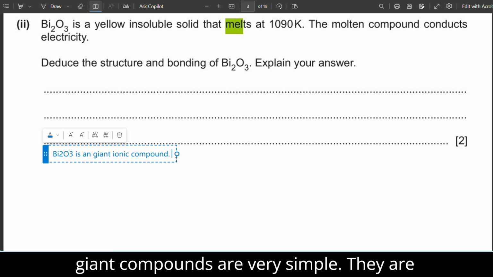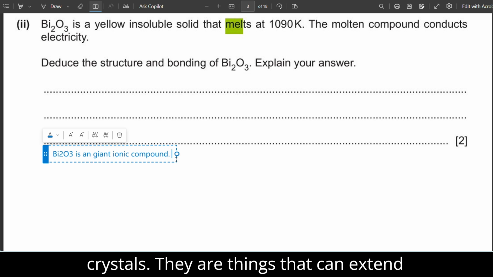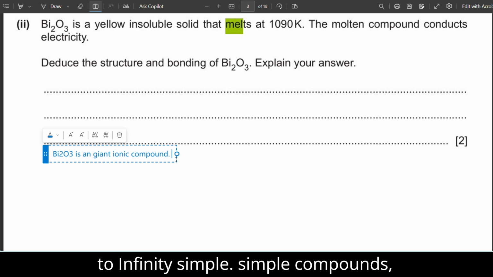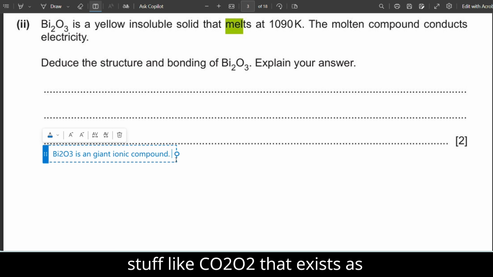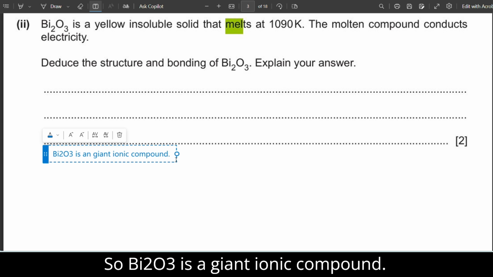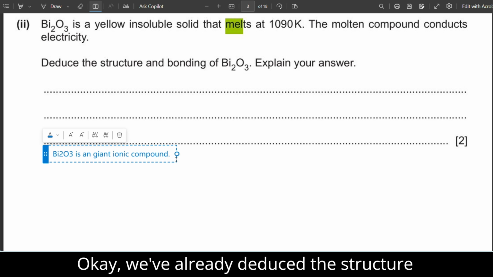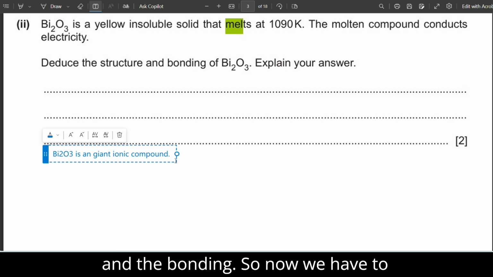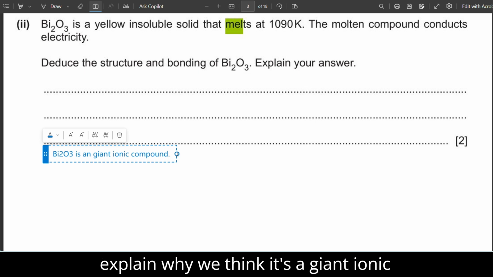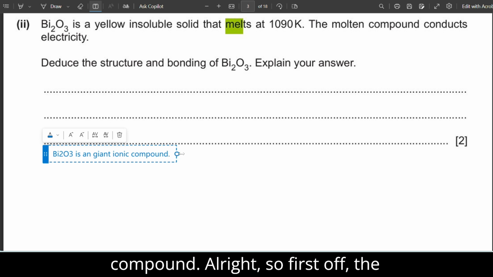You have to specify, alongside ionic or covalent, giant or simple. So giant compounds are very simple. They're crystals. They're things that can extend to infinity. Simple compounds are stuff like CO2, O2 that exist as separate molecules. So Bi2O3 is a giant ionic compound. Okay, we've already deduced the structure and the bonding. So now we have to explain why we think it's a giant ionic compound.